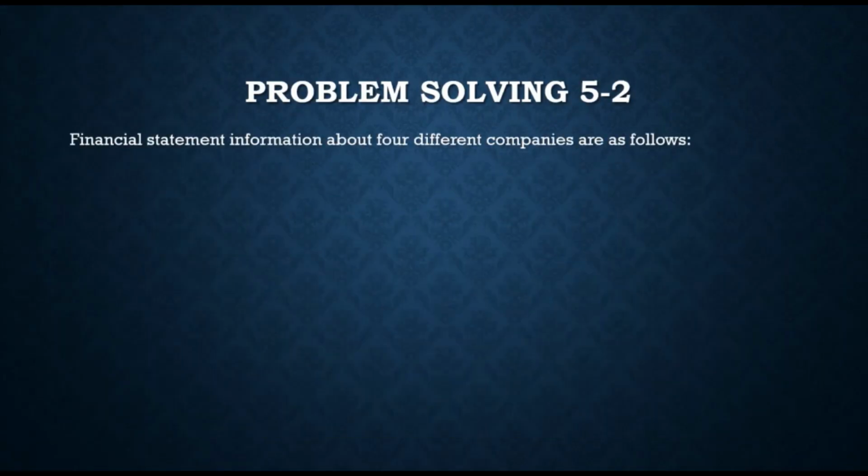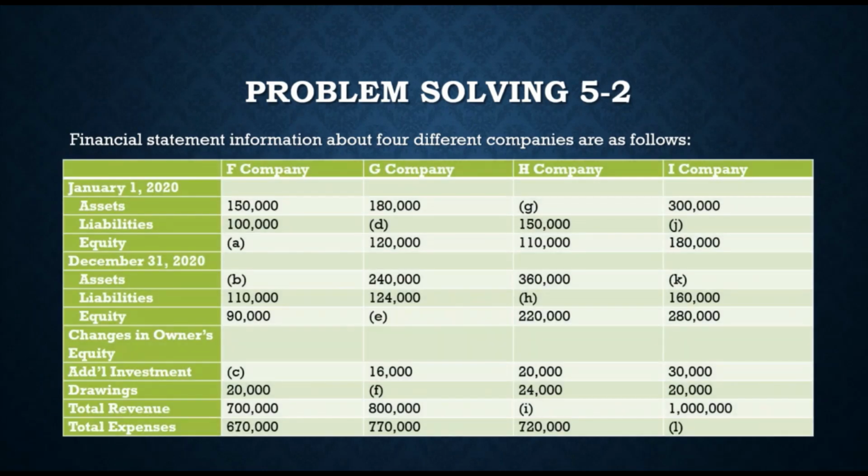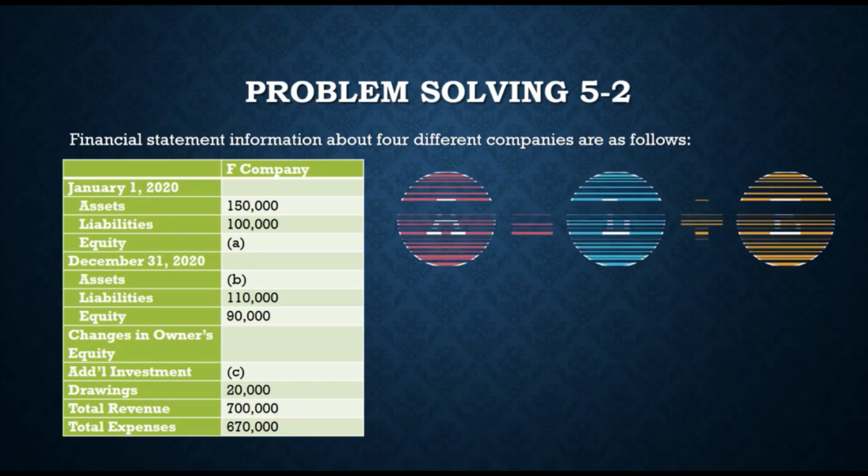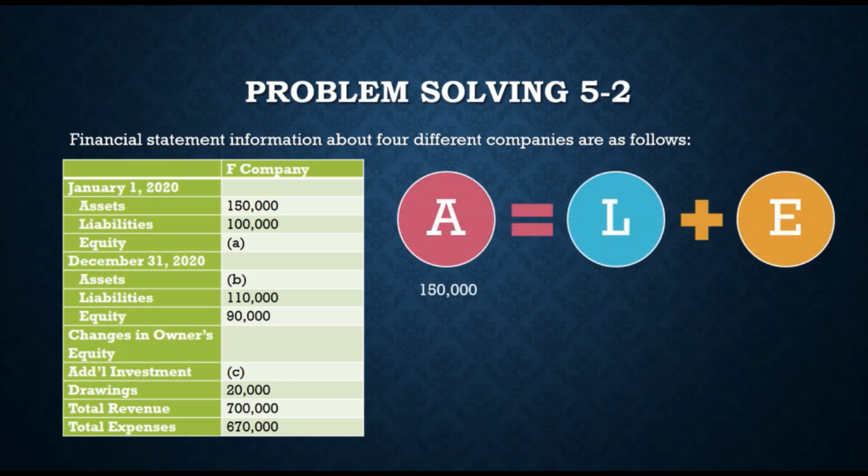The financial statement information about 4 different companies are as follows. So determine the missing amounts. So dun muna tayo kay Company F. So sa letter A, ang hinahanap ang equity at the beginning of the year. So meron tayong asset na 150,000 and may liabilities tayo na 100,000. So 150,000 minus 100,000, ang ating equity at the beginning of the year ay 50,000.